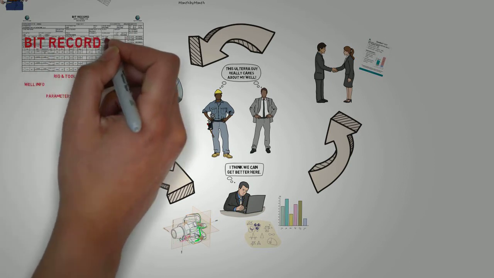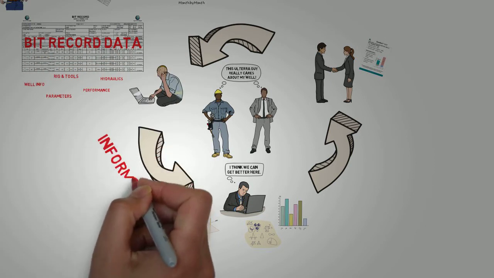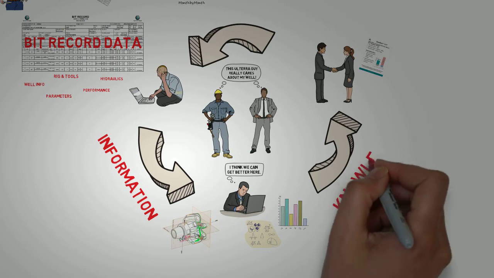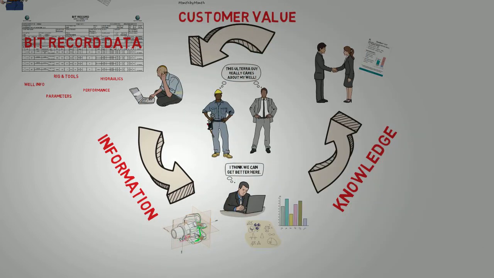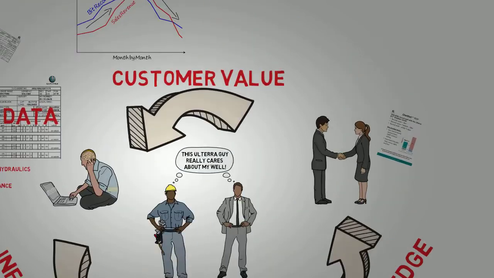Bit records are data. Analyzed data is information. Understood information is knowledge, and shared knowledge is powerful. Bit records are the first link in the chain that gets the entire Ulterra machine working for our customers. Just getting basic bit records starts the cycle.